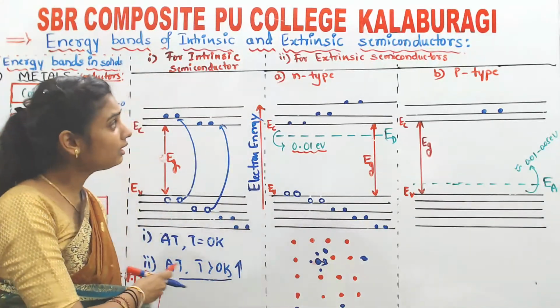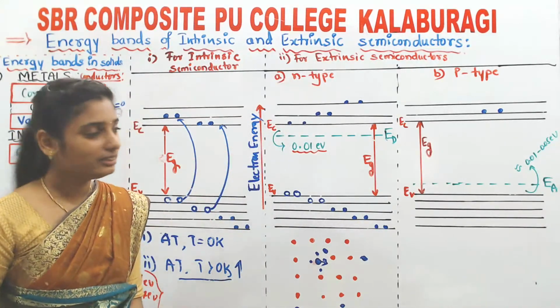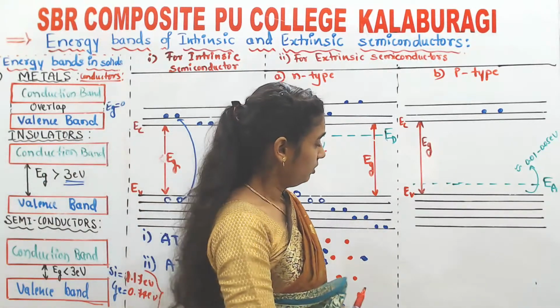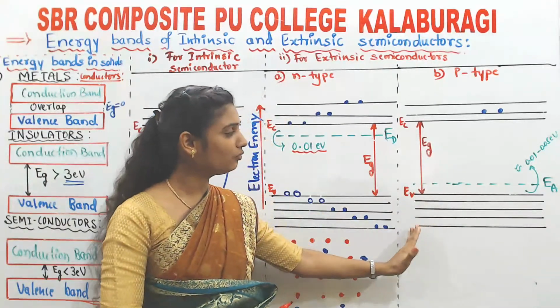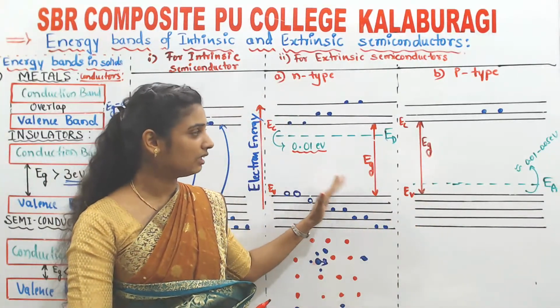Now, if I go to the P-type semiconductor, let's look at this. Here comes the energy band for the P-type semiconductor. It will be different from this, you can see.